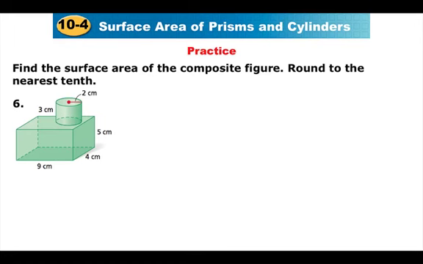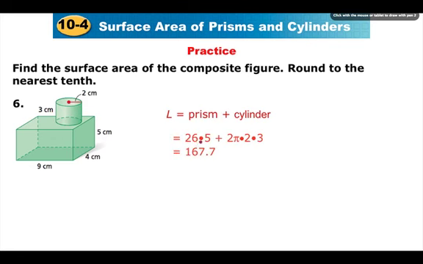Here's number 6. Find the surface area of the composite figure, and we have to do some rounding as well. So let's find the lateral. Notice that in order for me to find the lateral, I need to find the lateral of the prism, which is going around here, the front, the back, the left, and the right, and also the lateral of the cylinder. When I do that, this is what I get: 26 times 5, the perimeter of this prism times the height, and then the lateral of the cylinder is 2 pi, the radius times the height, and I end up with this 167.7.